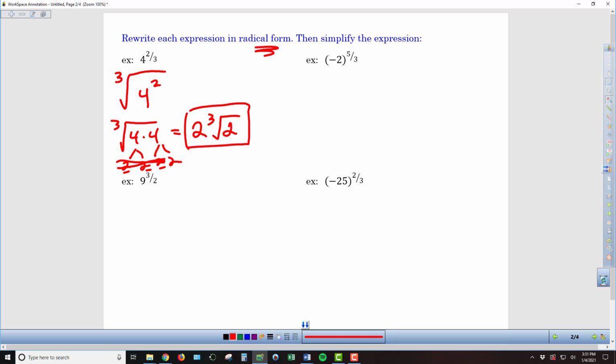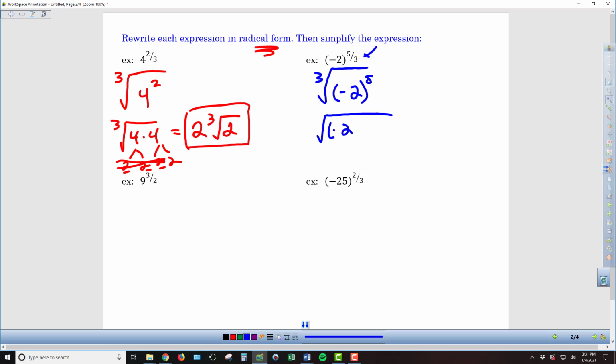In the second example, we're going to start off again, do the same thing. We're going to rewrite it in radical form, and then I'm going to look to see if I can get anything out from underneath the radical. So I've got -2, and then that's going to be raised to the numerator, so to the 5th power, but then that's going to be underneath a radical symbol that tracks with the denominator, so it's going to be the cube root of that.